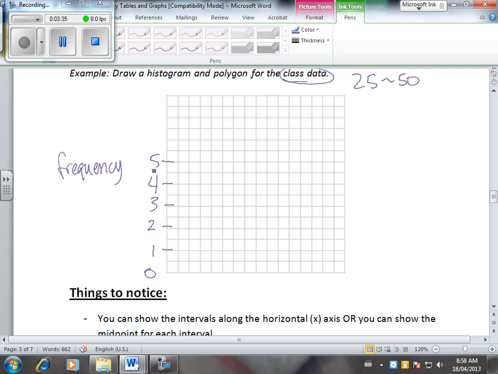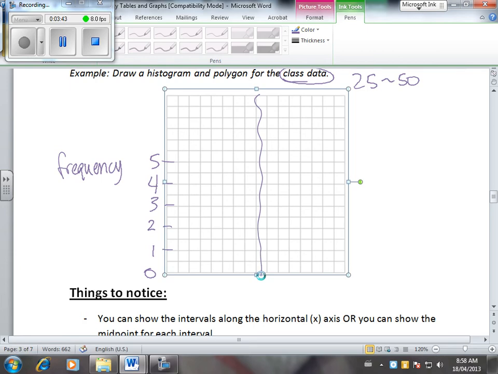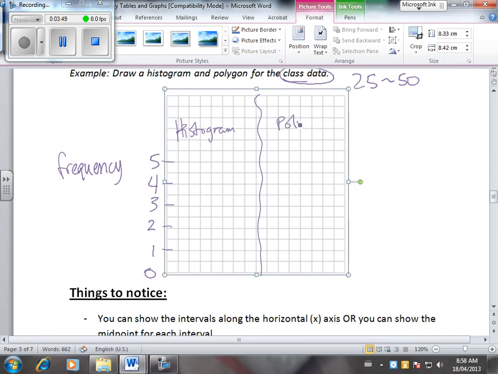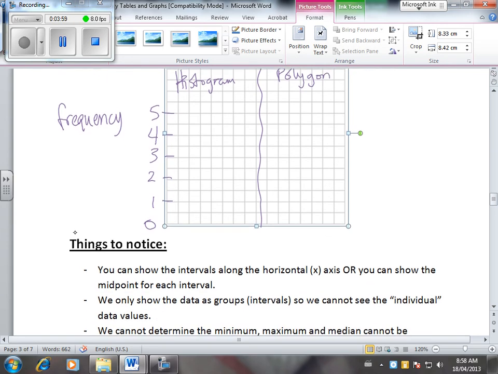It's up to 5. And then my intervals down at the bottom, and I'm going to split this graph into 2 so I can show you. We'll do a histogram and a polygon. Okay, just so you can see what they would both look like. And again, normally you would not graph this on the same graph. I just want to show you both ways that you can do it. So down at the bottom, for the bars, we can do 25 to 30, 31 to 35, 36 to 40, 41 to 45, and 46 to 50.